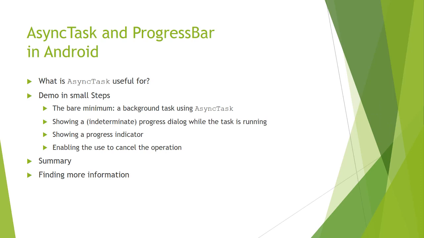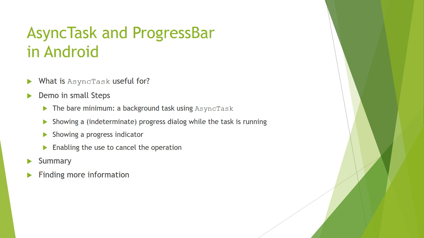This session is about using AsyncTask for executing background tasks in Android. So first of all, why would you want to do that? Why is it useful? Obviously, if you don't want to block the user's UI while you're doing something in the background, like for example, loading results from a web page or whatever. So you execute that in the background, and of course the user can just continue working until the task is ready. I'll do a demo in small steps here.